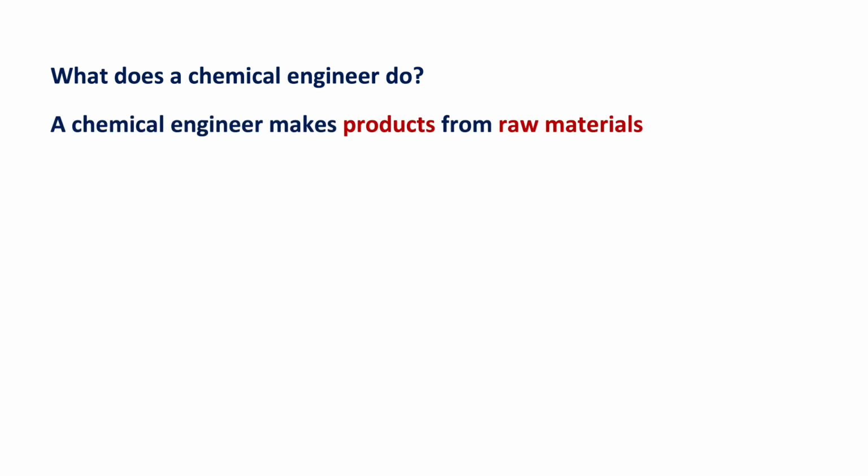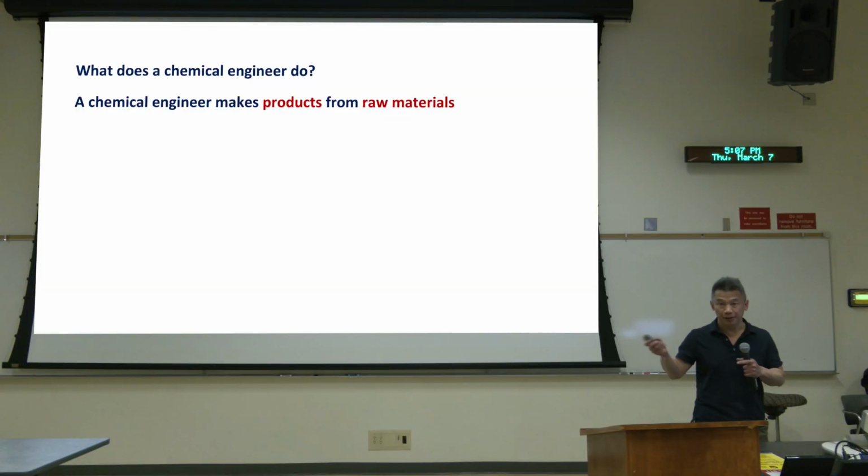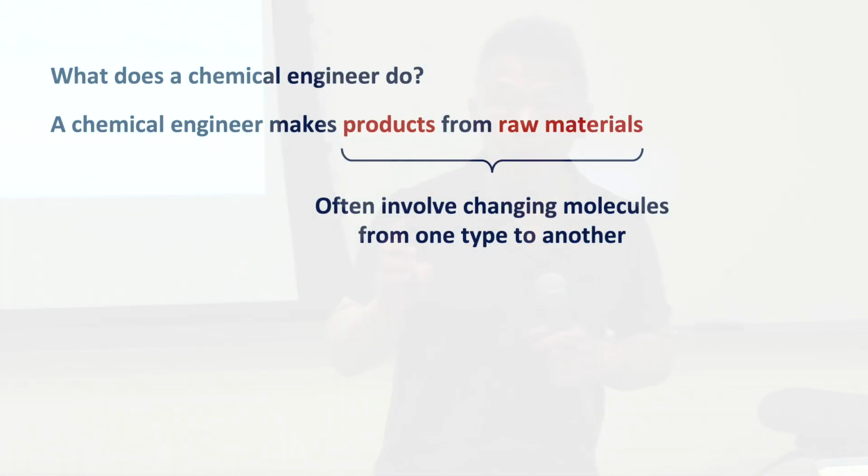Just like any other engineer, we make things. We make things out of something. In our case, what we usually do is we make value-added products out of raw materials. Well, how does that distinguish us from other types of engineering? When you make value-added products out of raw materials, a lot of times you have to change the identity of the molecules that you're working with.